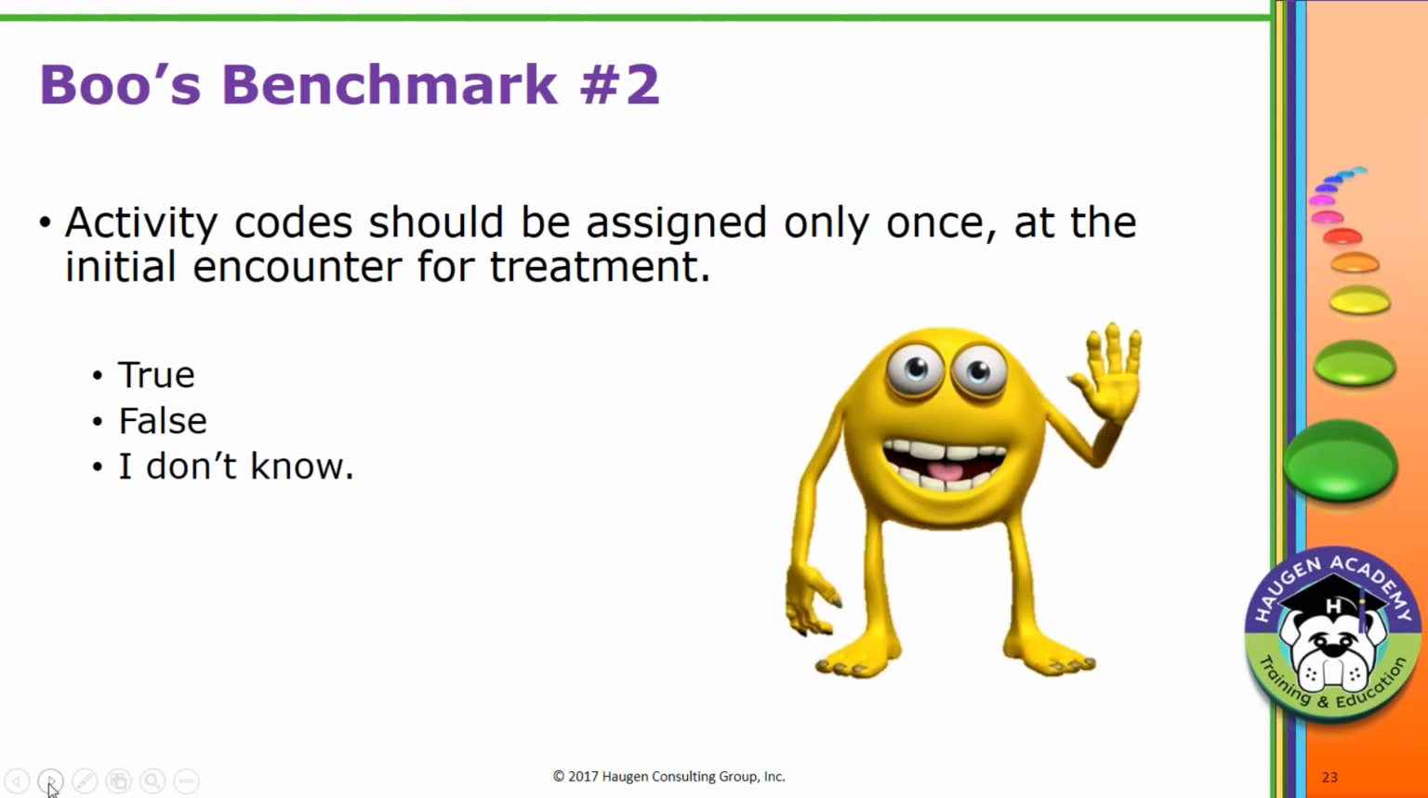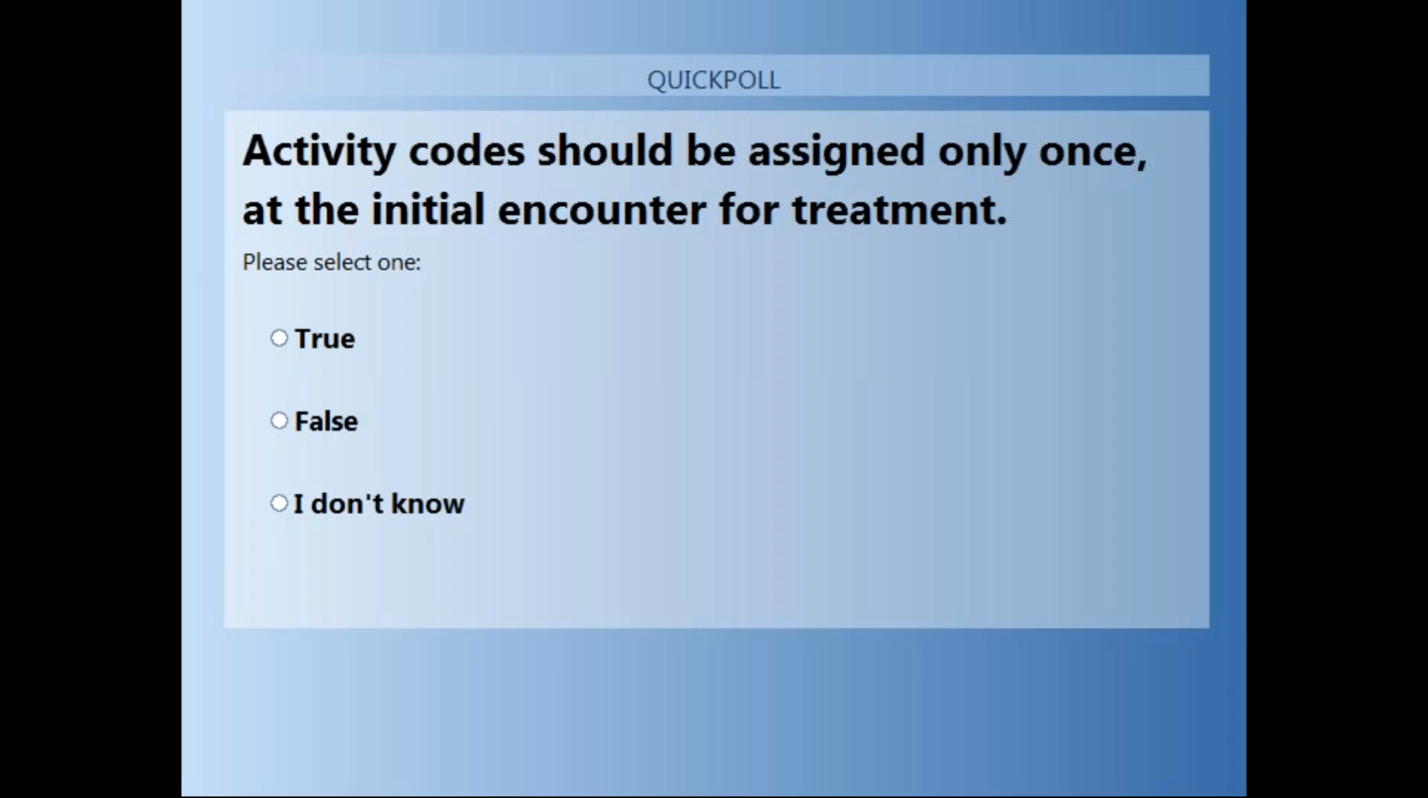That also brings us to Boo's benchmark number 2. Perfect. Here's our poll. On your screen you see the question: activity codes should be assigned only once at the initial encounter for treatment. Is that true, false, or you don't know? If you're in a classroom setting or a large group with some of your coworkers, ask them. We just like to have an answer from everybody because I think it makes good discussion. So what do you think? True, false, or I don't know?